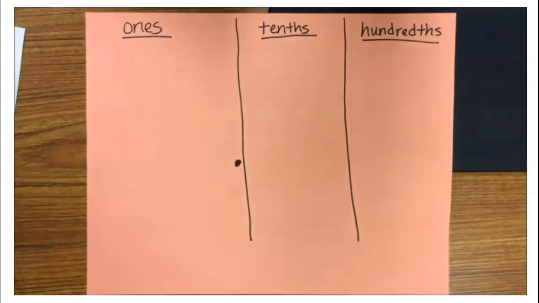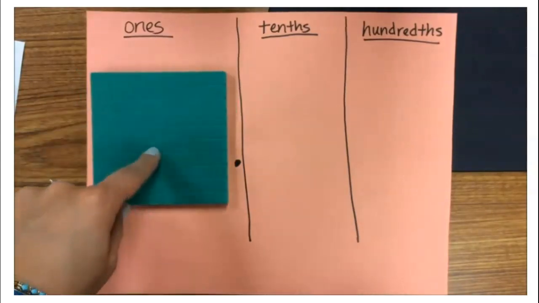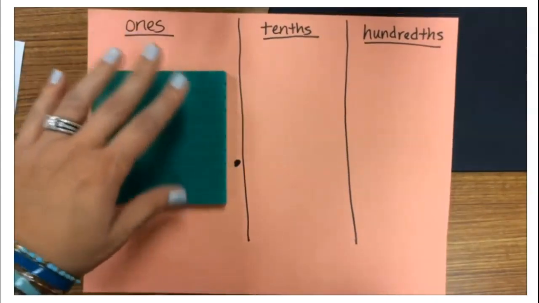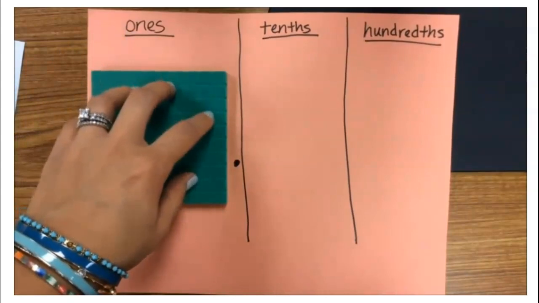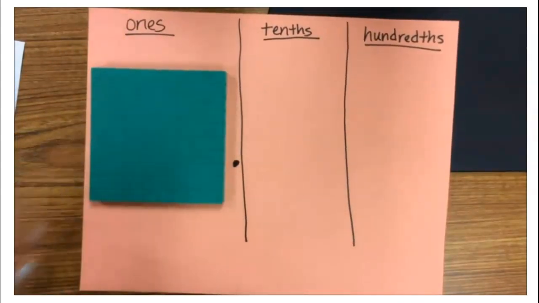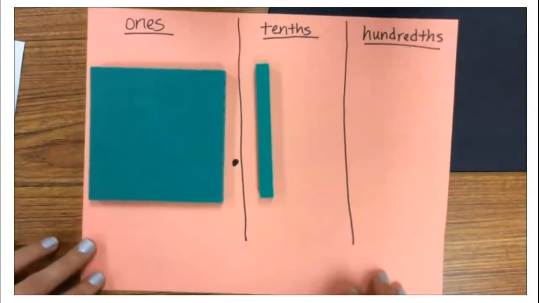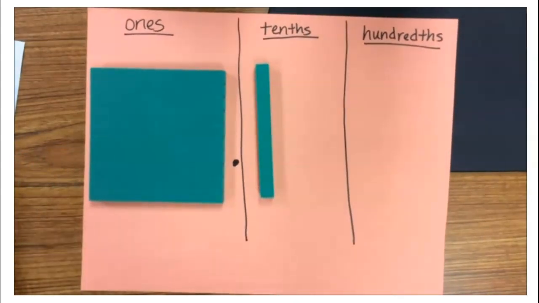represent decimals. Now, when we think about base 10 blocks, we think about using our hundreds grid as one whole. So this no longer is 100, we're going to call this one whole. So this is our ones. Now, if we put 10 ones together, we're going to get a tenth. So the tenth represents 10 ones.